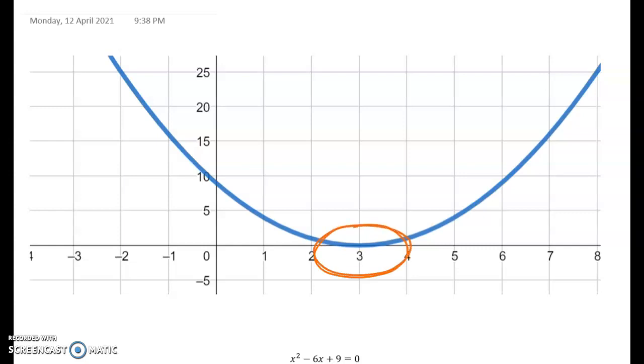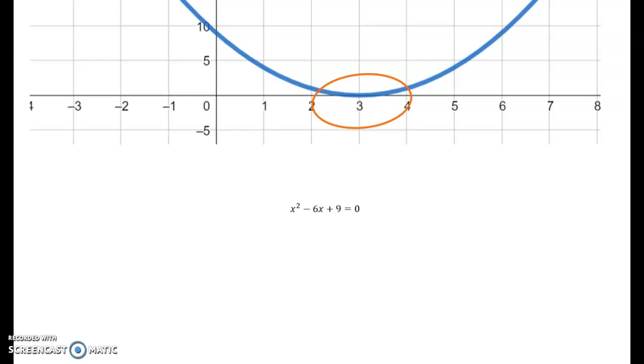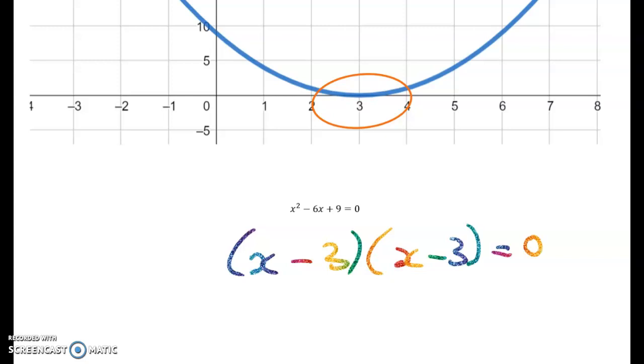We've got the graph touches at this value here of 3. So we've got x squared minus 6x plus 9 equals 0. Now if you look at that, you can see that you can factorize it into x minus 3 times x minus 3 is equal to 0. That's our perfect square pattern. And that's showing me that there's only one repeated root, and it's where x equals 3.